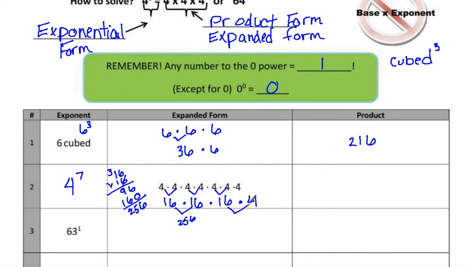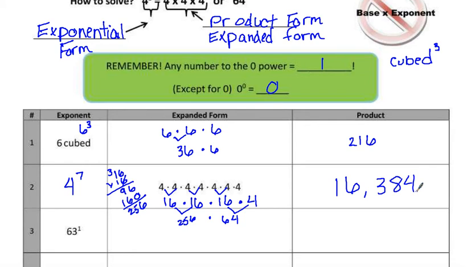And then I'm going to do 16 times 4, and you can do that off to the side as well. But I know that one is 64. And then last part, I'm going to multiply these two together. So 256 times 64 gives you 16,384.